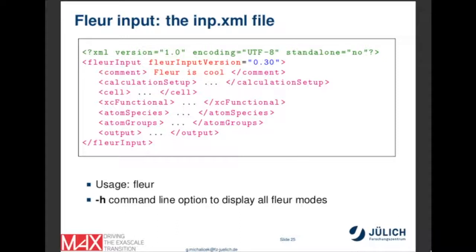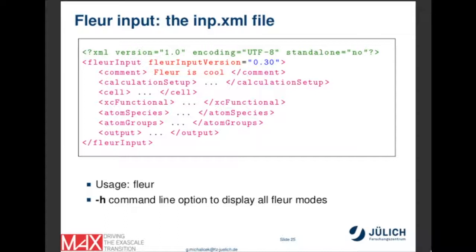So let's have a look at this inp.xml file. It consists of several sections here. So first there's some syntactic sugar here, and everything is enclosed in this FLEUR input XML element, and there's a section about a comment, like FLEUR is cool, or whatever you want to plug there. And then there's a section about the calculation setup, the cell, the unit cell, the exchange correlation functional, the atom species, the atom groups, and the output. If you invoke FLEUR and want to let it run on a certain input, just call FLEUR, or FLEUR MPI if you have a parallelized version of FLEUR. And you don't need to specify any file here. It will always use the file that is in the working directory. Yeah?